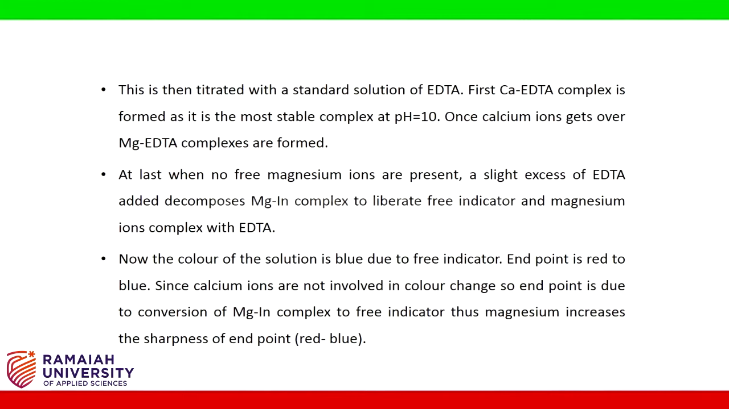Since calcium ions are not involved in the color change, the endpoint is due to the conversion of magnesium indicator complex to liberate free indicator. Thus magnesium increases the sharpness of the endpoint.